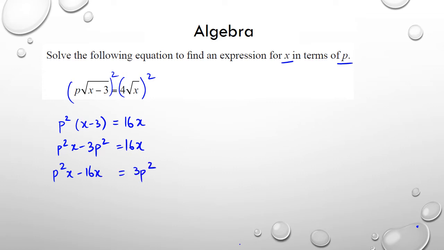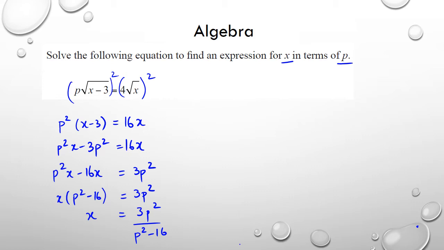Now take out x as a common factor, and you have x times p squared minus 16 equals 3p squared. From this point, it's just a matter of putting x equal to 3p squared over p squared minus 16.